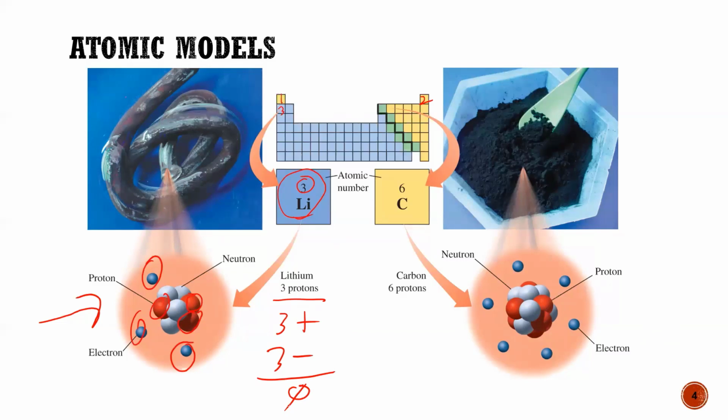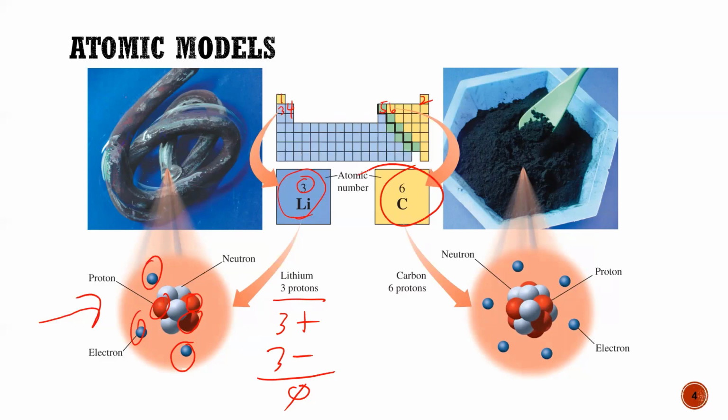The lithium atom has to have 3 protons. That's what makes it lithium. If it had 4 protons, well, that's beryllium. If it had 5, that's boron. If it has 6, guess what it is? It's carbon.